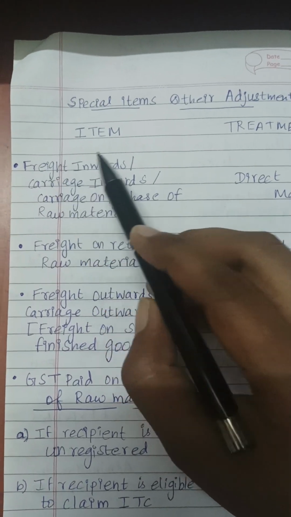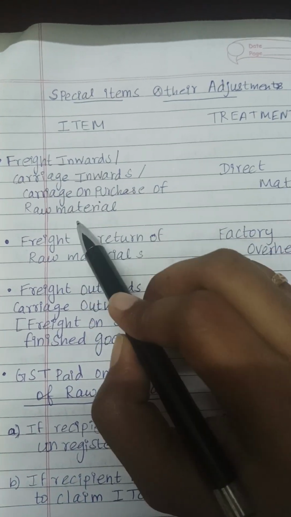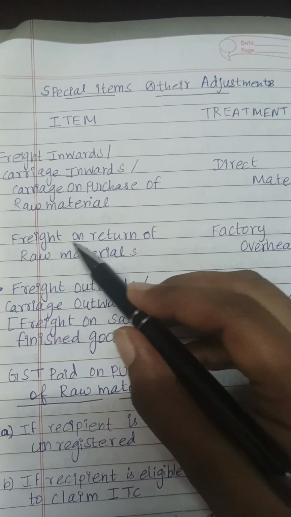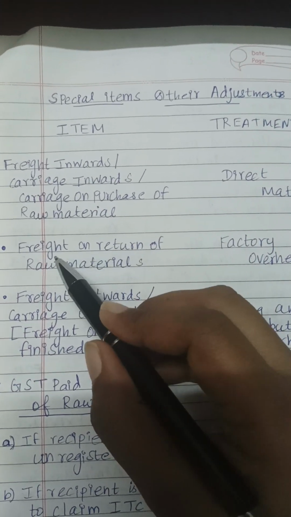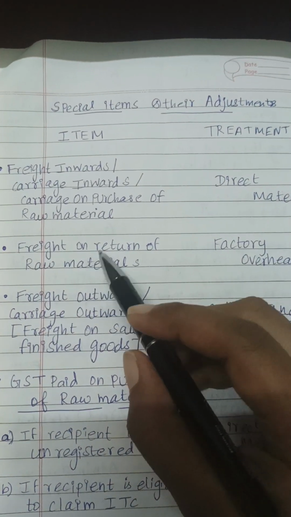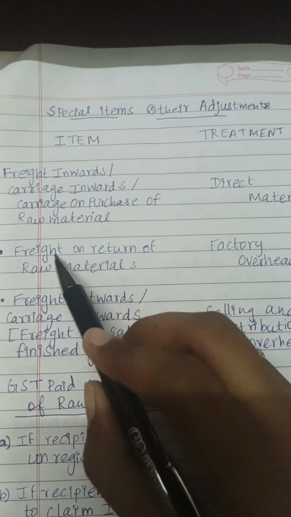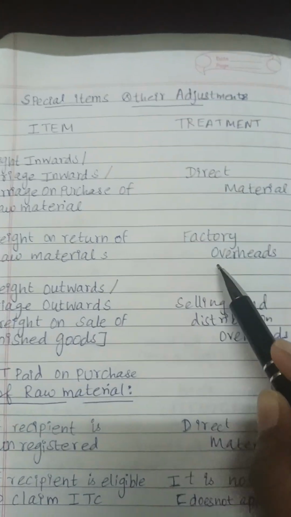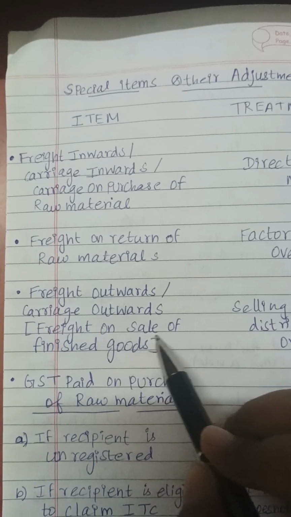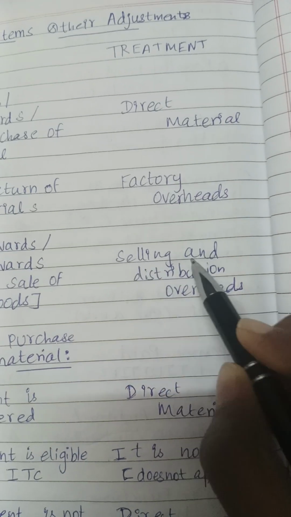So first, freight inwards, carriage on purchase of raw material. All this will come under direct material, like direct material consumed. Then freight on return of raw material. See, after seeing the word freight, don't straightly post it in the direct material head. First, see what it is. If it is freight inwards, it will come under direct material. If it is freight on return of raw material, it will come under the factory overheads. Freight outwards and carriage outwards, that is freight on sale of finished goods, will come under selling and distribution overheads.